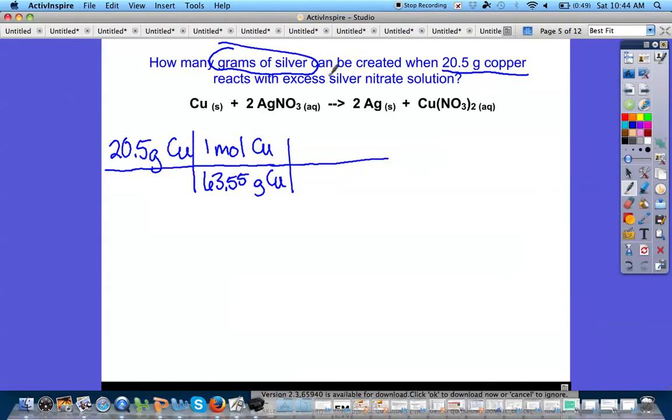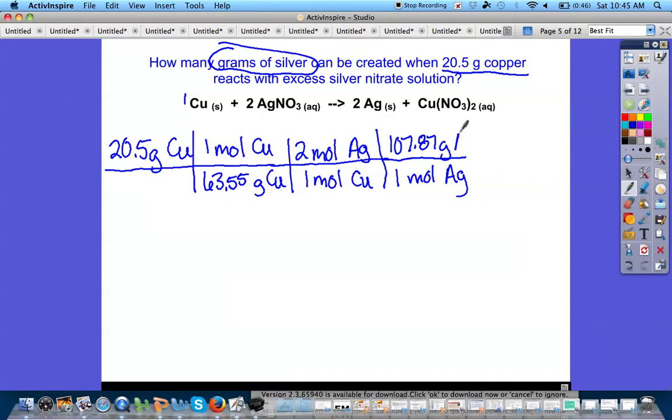So then we need to look at our chemical equation, and we have 1 mole of copper. We want to convert from copper, though, to silver, and we have 2 moles of silver. But since we want grams, we have to find out the molar mass of silver. So we're going to again look at the periodic table and find the average atomic mass for silver, which is the molar mass, which is 107.87 grams per mole.